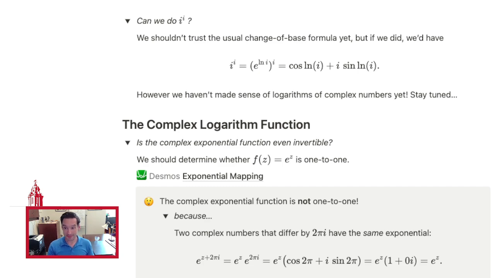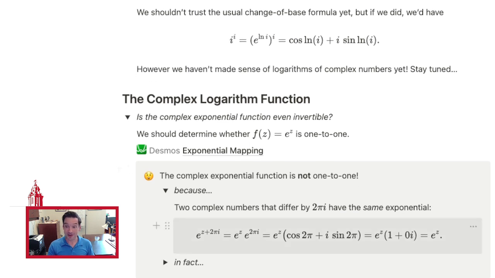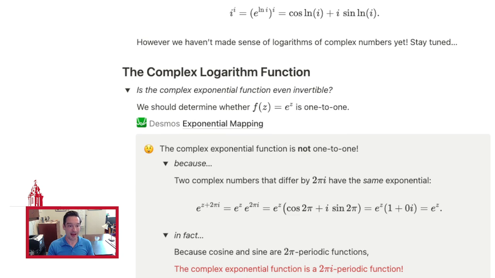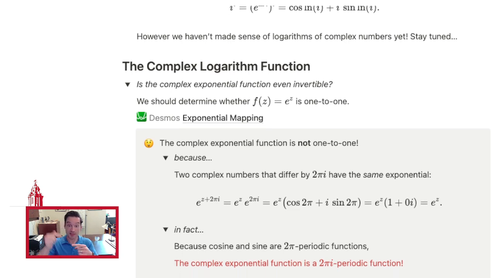So not only is the exponential function not one-to-one, it's a periodic function. It's 2 pi i periodic. Because if z and z plus 2 pi i have the same image, that means that z plus 4 pi i also has the same image as those two. And z minus 2 pi i has the same image as them, and so on and so forth. So because the Euler identity forces us to define the exponential function in terms of sines and cosines, and those sines and cosines are 2 pi periodic, the complex exponential function inherits a 2 pi i periodicity.